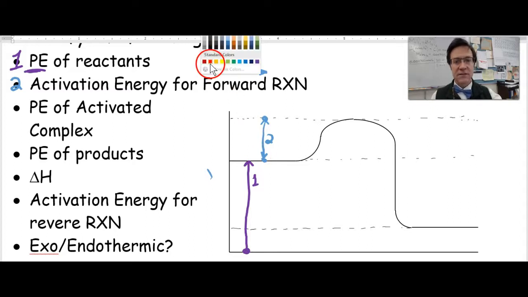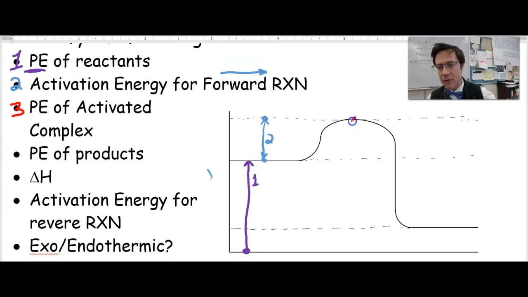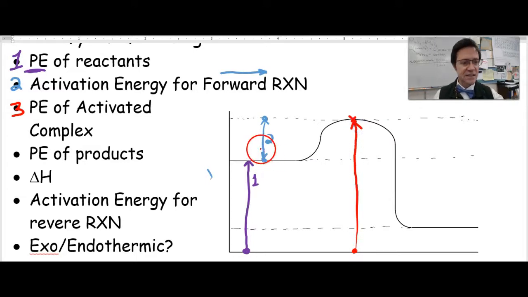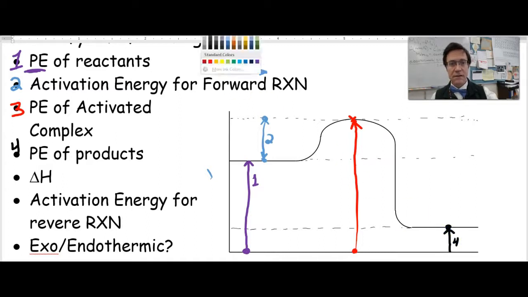Now, potential energy for the activated complex. Well, we know the activated complex lives right here, right? So it'll be from the ground all the way up to here. That's the energy of the activated complex. Now the energy of the products. Well, products live right here, right? So it'll be from the bottom all the way up to there. Oops, I forgot to give me number 3 here.